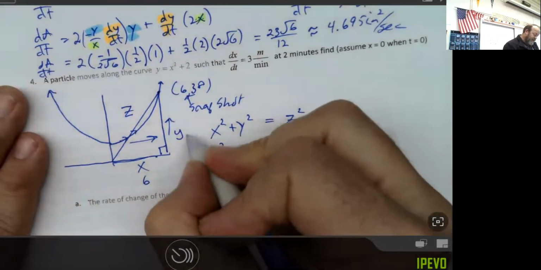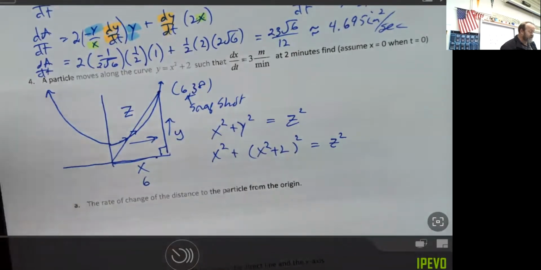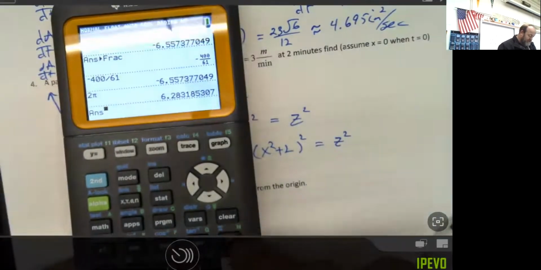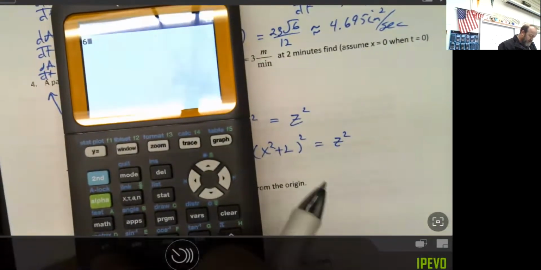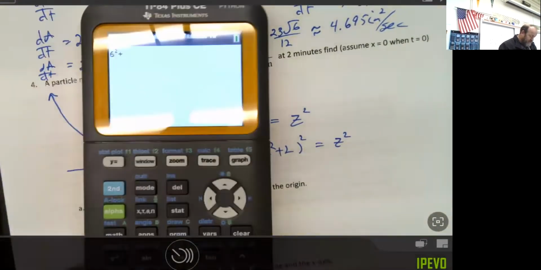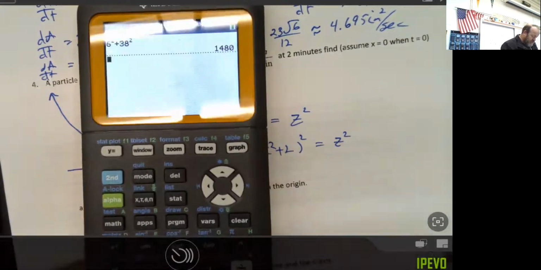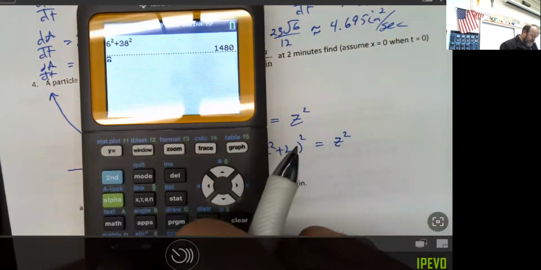We have the value z. Actually, we haven't done the value z. If we go over 6 and we go up 38, let's figure out that one. I haven't done that yet, huh? So let's see, 6 squared plus 38 squared, and then we're going to square root that big nasty mess.